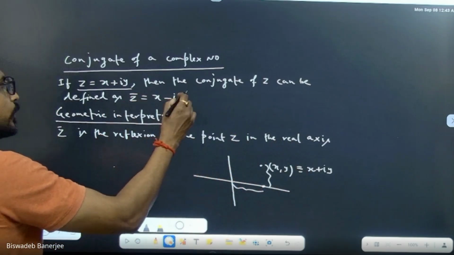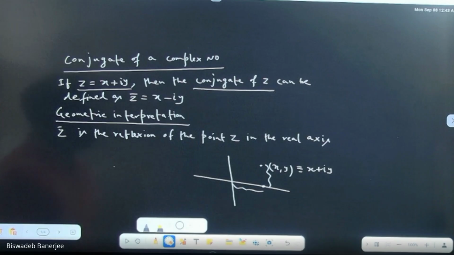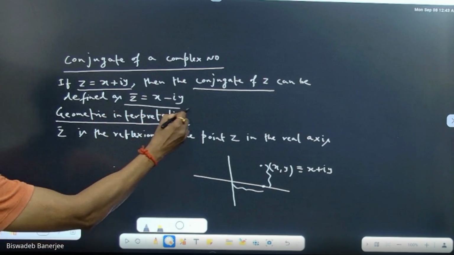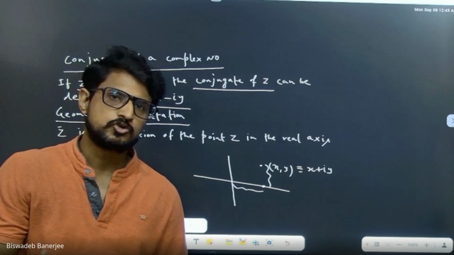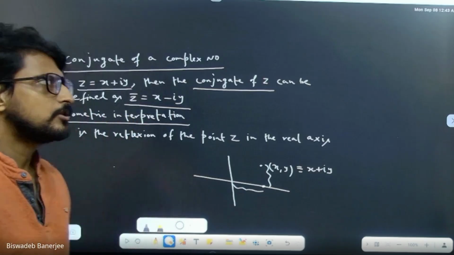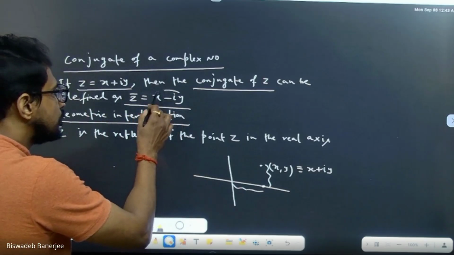So we define conjugate of z. Okay, by this notation z conjugate. This z bar actually denotes z conjugate. What is the meaning of z conjugate? So z conjugate means x minus iy.